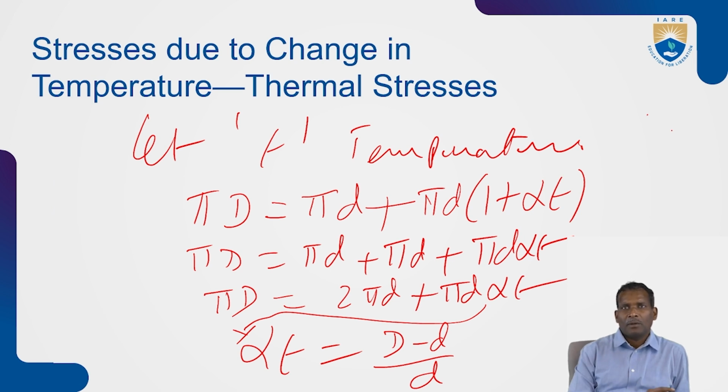Take pi common here, D minus d. So we will get the final equation: alpha t is equal to D minus d by small d.